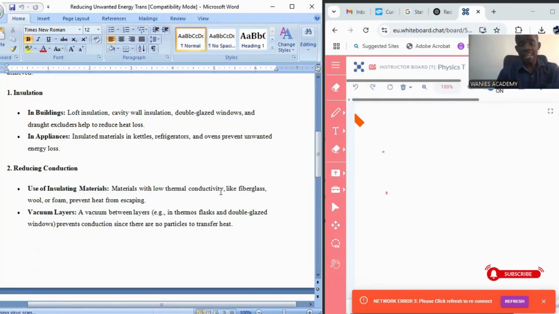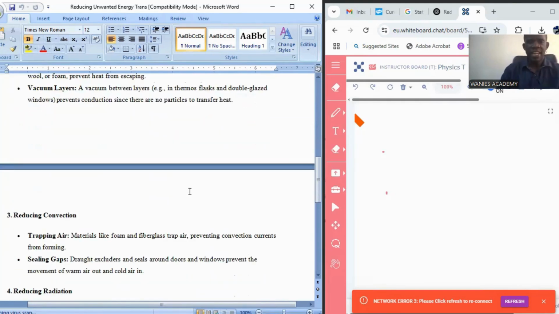So now, I said that when we talk about conduction, it's a method of transfer of heat energy that involves two bodies coming together, touching one another. And so, because when there is a vacuum layer, there is a space between two layers, two materials, it does not allow them to touch each other. As a result of that, heat cannot be transferred. So this is another method of reducing unwanted heat.